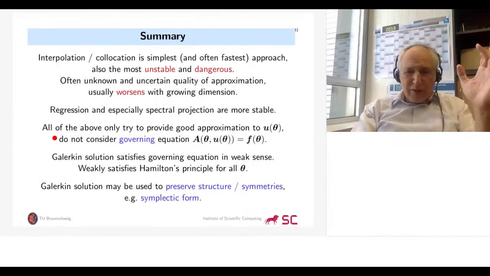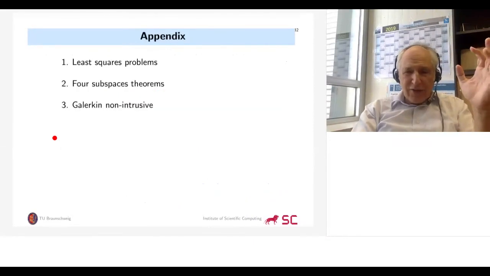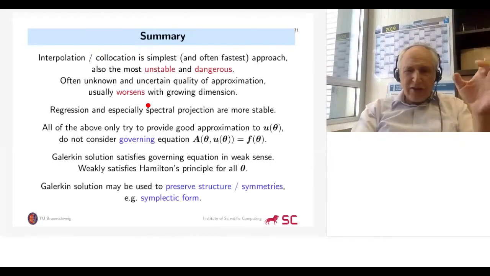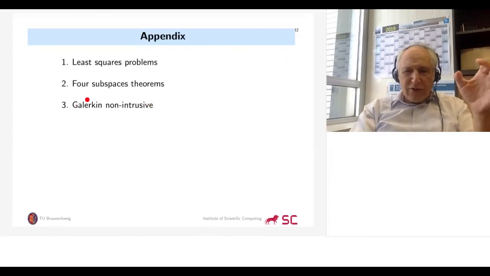By the way, the slides go on, and I think you have the slides. There's an appendix on these least squares problems. And these least squares problems rely on the four subspaces theorem, which I've written down for you. I've also written down how to do Galerkin non-intrusive. So you can look at that. We'll come to this non-intrusive Galerkin, I think, in a later lecture. And this is just a reminder. I hope you know how to solve these least squares problems. If not, we can talk about this next week.